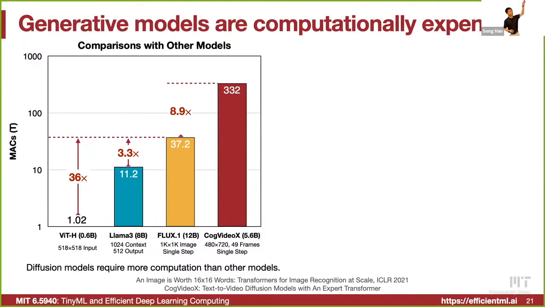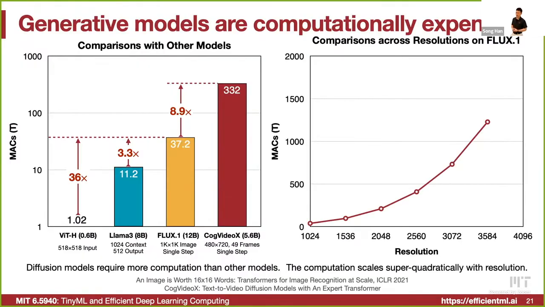Not to mention the videos, which is the red bar: a 5.6 billion parameter model to generate a video, not even 1K, but just 480 by 720, 49 frames, just a few seconds, with a single diffusion step. It takes 9 times more flops. So it's very expensive to run these image or video generation models. Also, as the resolution grows, the amount of compute grows quadratically with the resolution. So that's a big problem we want to solve.